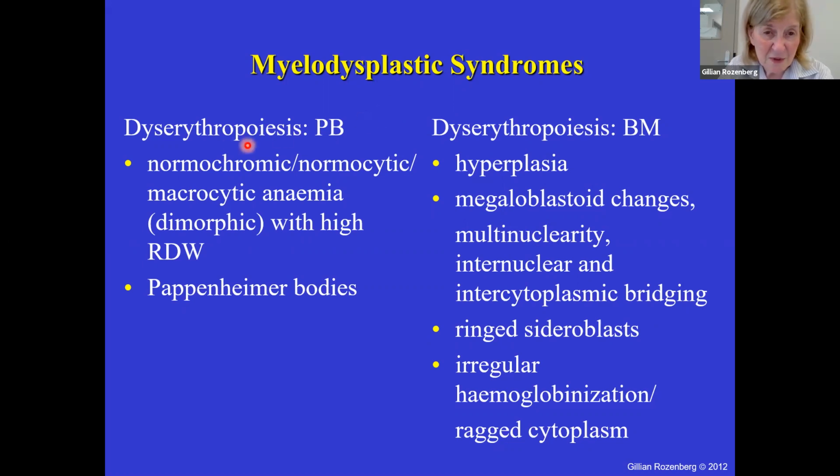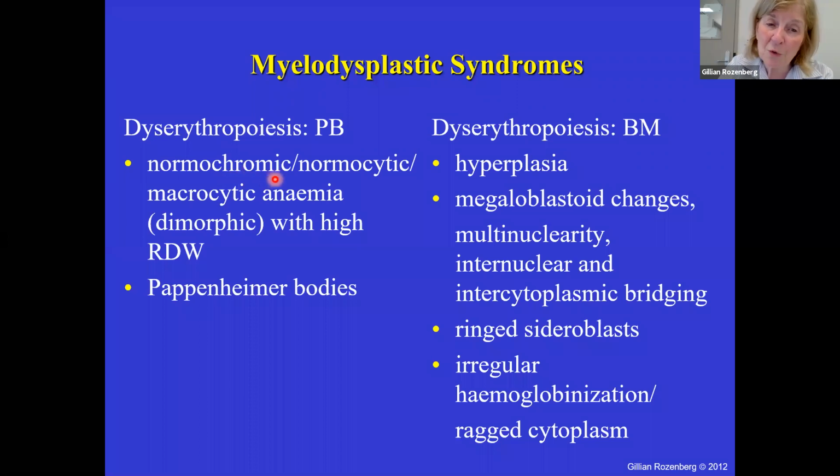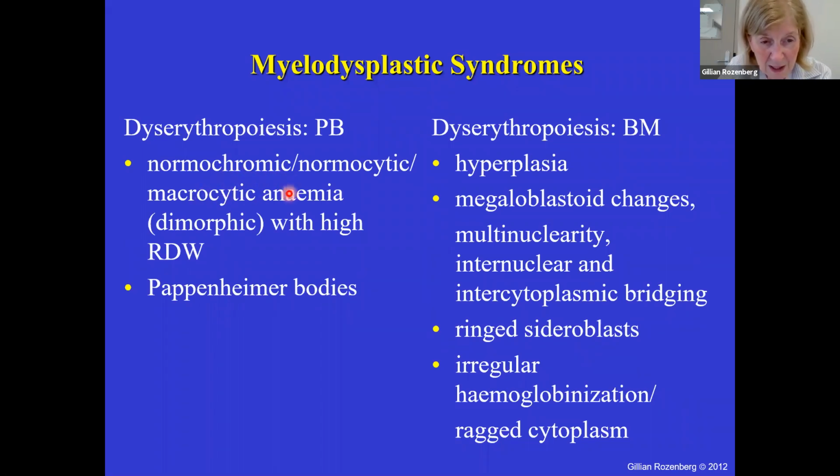So in the peripheral blood, when we look at dyserythropoiesis, the features that you'll see on the blood film will be either a normochromic normocytic anemia, but more commonly a macrocytic anemia, and it will be dimorphic. So you have two populations of cells, and the RDW, or the red cell distribution width, will be high. Also, the most common feature you'll see in the red cells will be Pappenheimer bodies, which are iron granules, which I'll show you later.